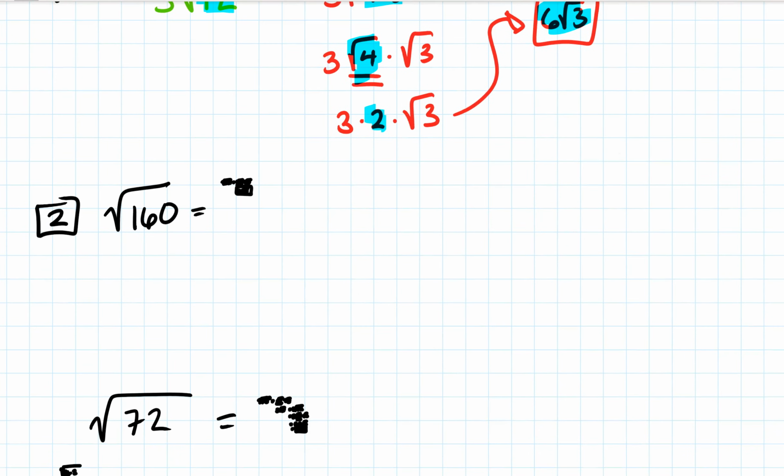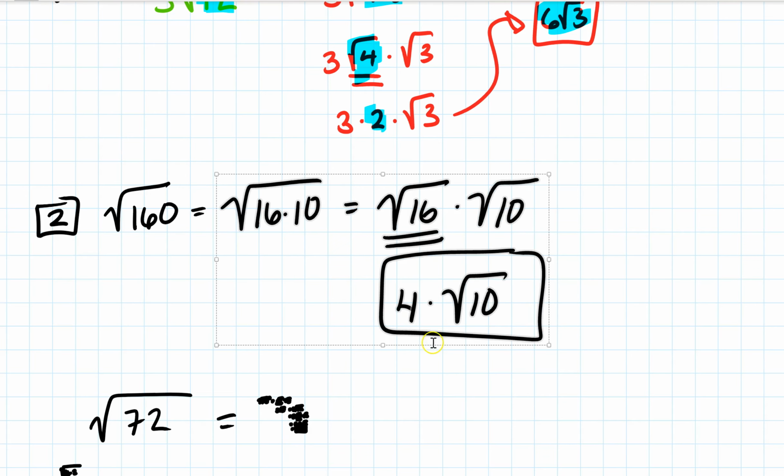So let's try number 2 together. The square root of 160. Again, I've got the answer here, and let's walk you through how we get the answer of 4 radical 10. So 160, I could have said that is 80 times 2. But that's not going to get me anywhere in terms of finding the largest perfect square fastest. The largest perfect square that's a factor of 160 is the number 16. So I'm going to break up 160 into 16 times 10.